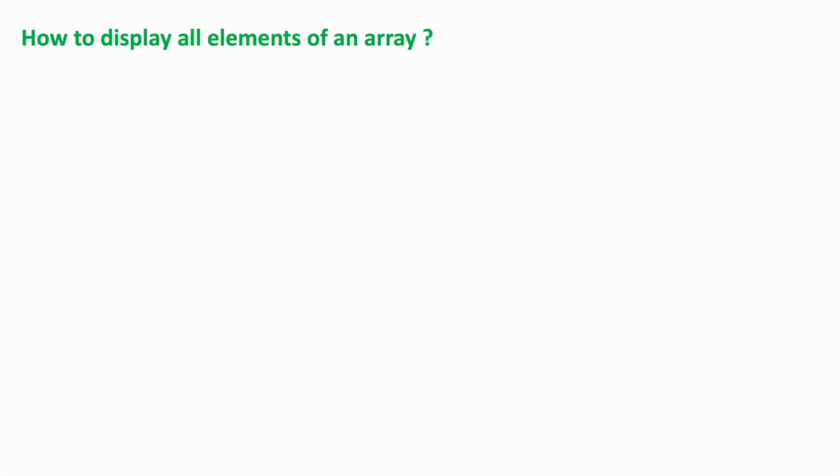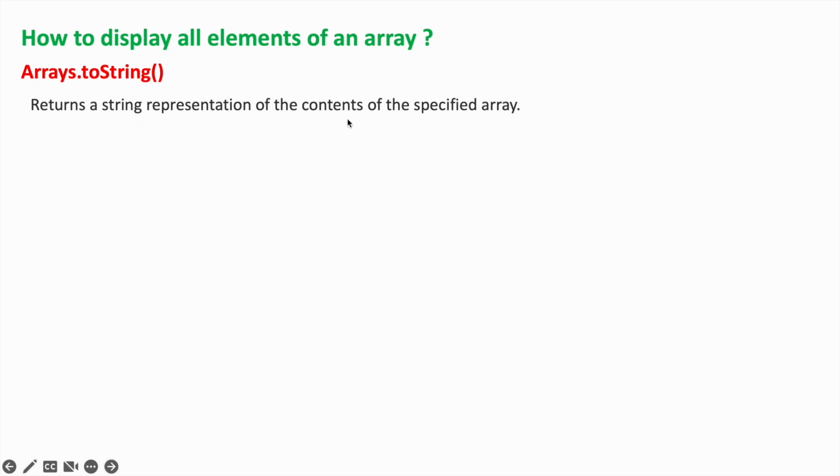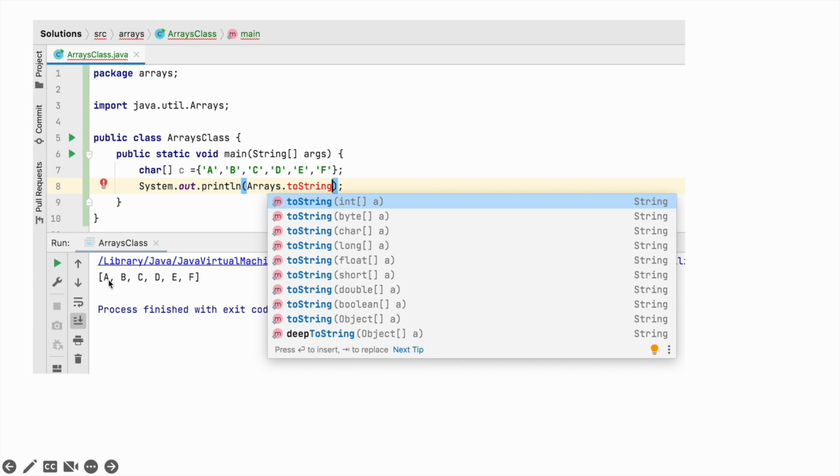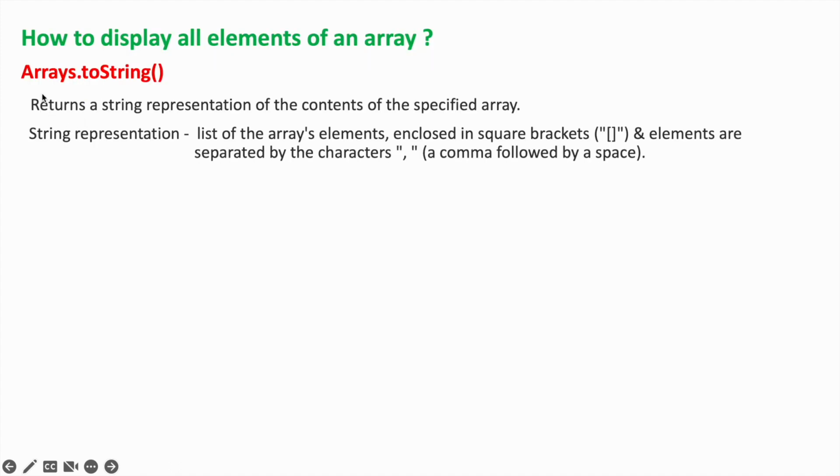So let us summarize what we have discussed so far. To display all elements of an array, we use the Arrays.toString method. It returns a string representation of the contents of the specified array. String representation is nothing but the list of all array elements enclosed in square brackets, and all elements are separated by comma and space. If you notice in this example, we have an element, comma, followed by a space. So the Arrays.toString method returns a string representation of the contents of the specified array.